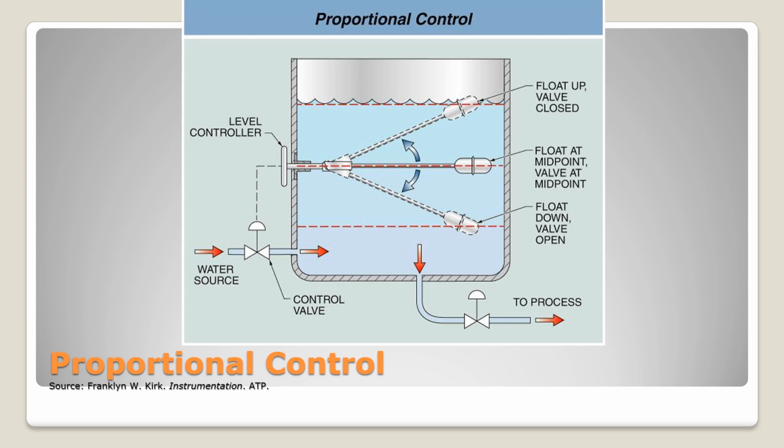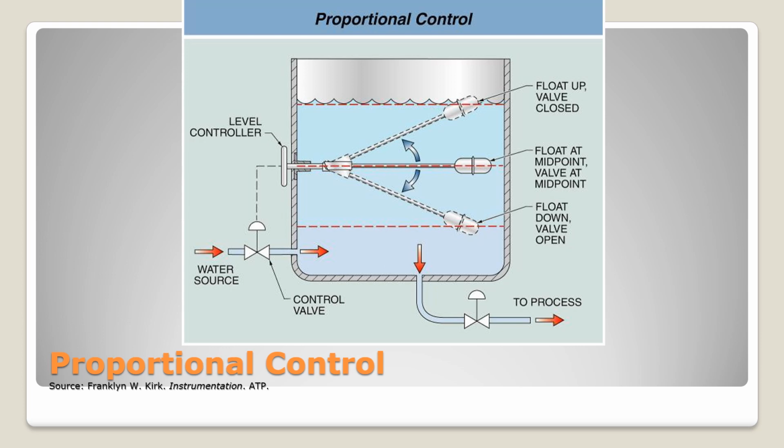So our proportional controller is set up so that we have a float, and when the float is up, the valve is fully closed, which means the tank is at its high level. When the float is all the way down, that means the valve is fully open and the tank is at its low level. So if you imagine that perfect is the float at midpoint, that's the desired level of the tank.